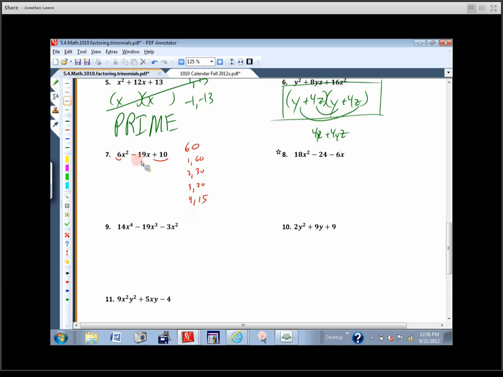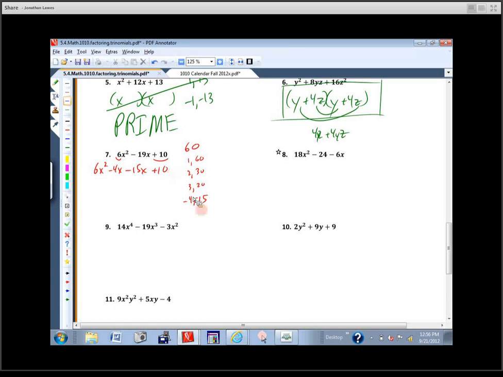Now, I need to make a negative 19, and they need to multiply to be a positive. So we suspect that these are both negative, right? Do they multiply to be a positive? And do they combine to be negative 19? Yes, they do. So we're going to rewrite this as 6x squared minus 4x minus 15x plus 10.